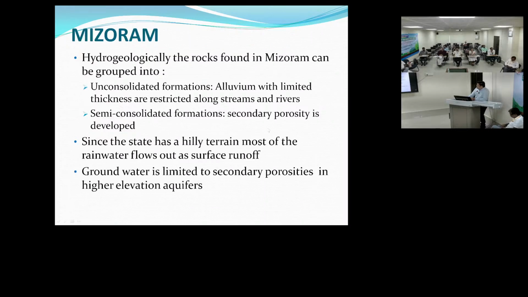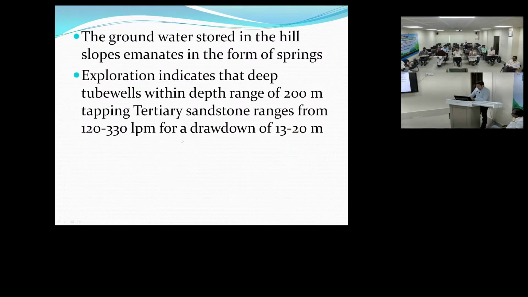No major issues. And in Mizoram also, hydrogeological rocks can be grouped into unconsolidated formation, that is alluvium, and semi-consolidated, where secondary porosity is developed. Since the state has hilly terrain, the valley area is only 1%, and most of the rainwater flows out as surface runoff. The groundwater is limited to secondary porosity along the higher elevations and aquifers. Groundwater stored in the hill slopes emanates mainly in the form of springs.